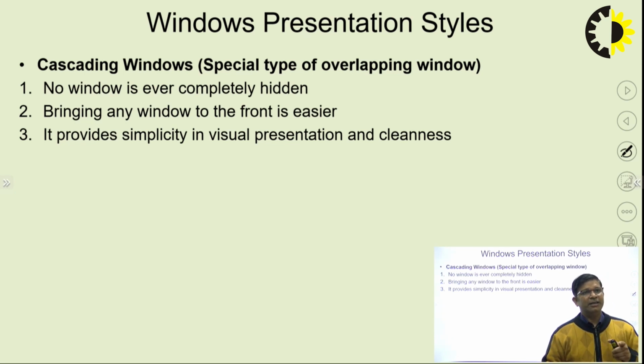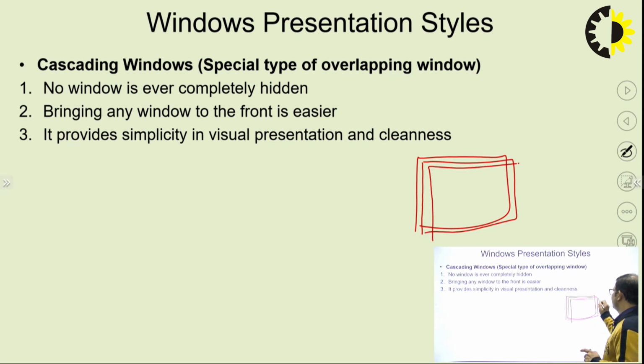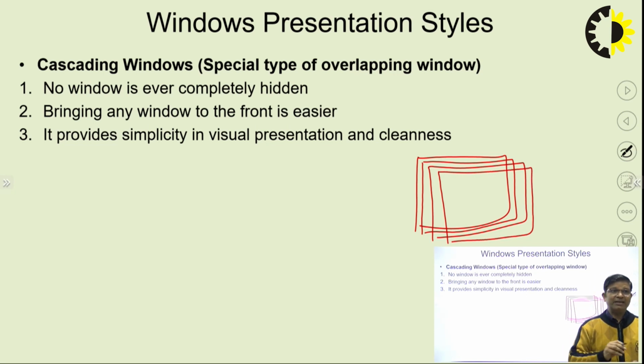Next is cascading window. This is basically a special type of overlapping window. In cascading window, the other windows will be available, but a smaller area of the window behind will be available, so that if we want to see that particular window, we just click. For example, this is a window, this is another window, this is a third window, this is a fourth window. So this is cascading style.